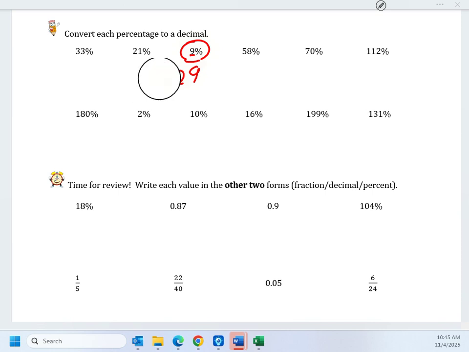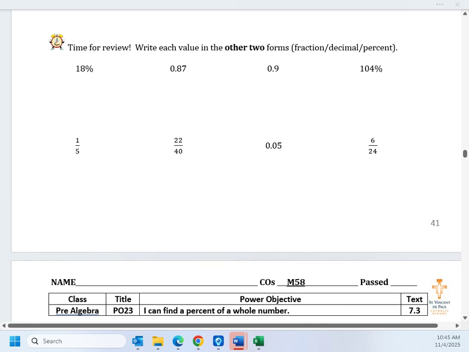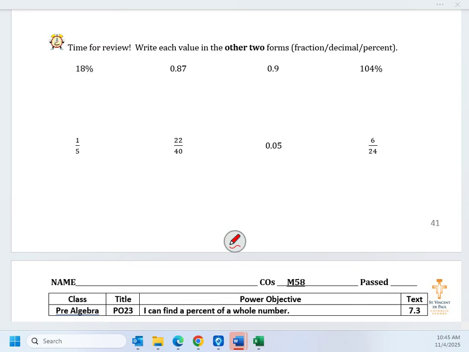On the bottom, it says time for review. Write each value in the other two forms. So if you're given a percentage, what other two forms am I gonna wanna see? Finley? A fraction and a decimal. Fraction and a decimal. So we need to see all three types, the percentage, the fraction, the decimal. They'll give you one, you have to write the other two.